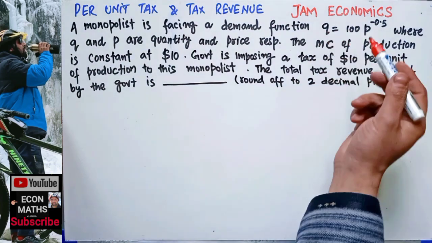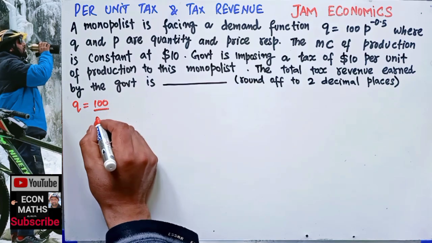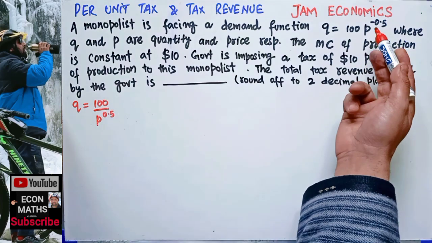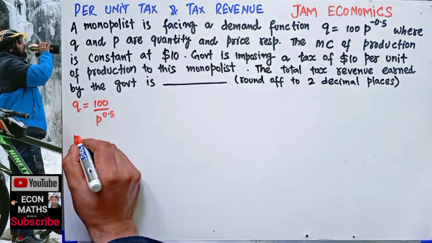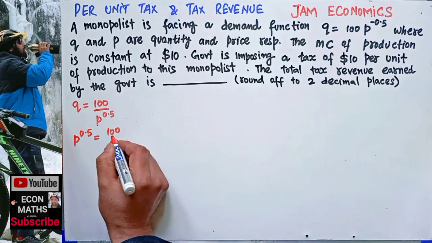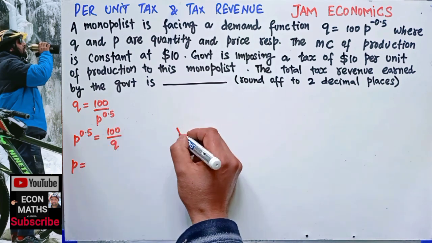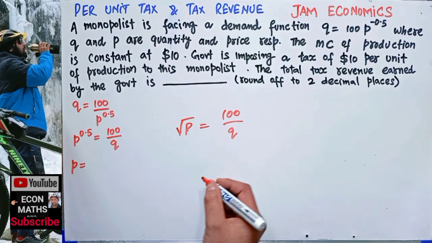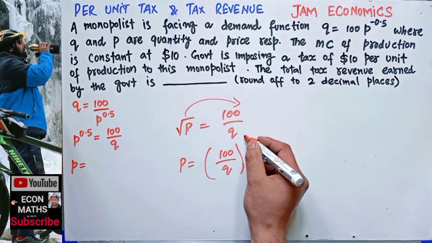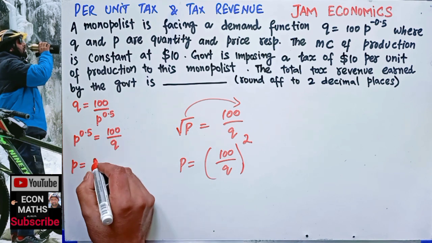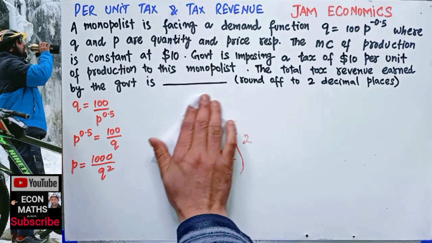So we are given the demand function Q equals 100 P to the power minus 0.5. This can be written as Q equals 100 upon P to the power 0.5. Transposing, P to the power 0.5 equals 100 upon Q. Since it is actually under root P, if I transpose the 0.5 exponent it gets reciprocated and becomes a square. So P equals 100 squared upon Q squared, that is 10,000 divided by Q squared. This is our inverse demand function.